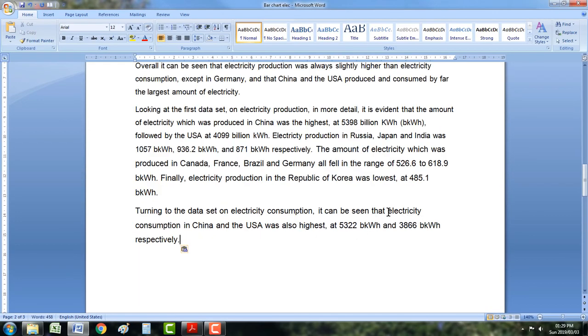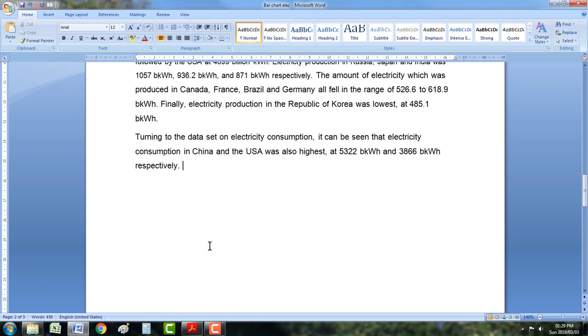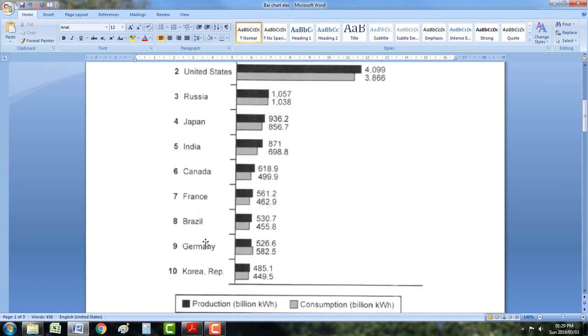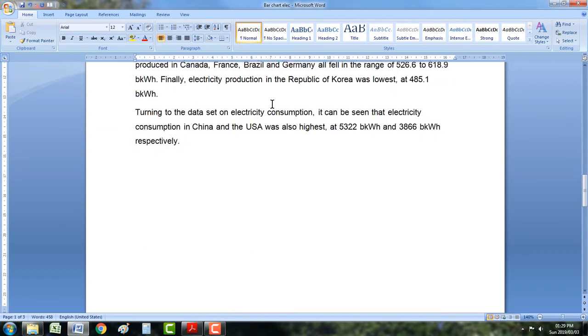Electricity consumption, there's my noun phrase as the subject of the sentence. Here are my 2 prepositional phrases, in China and the USA, main verb and X, and then respectively. You can use respectively more than once, don't worry about it. What's next? Now I've used too many words, so I actually want to put these all together. I'm going to say in the remaining states, in the remaining countries.